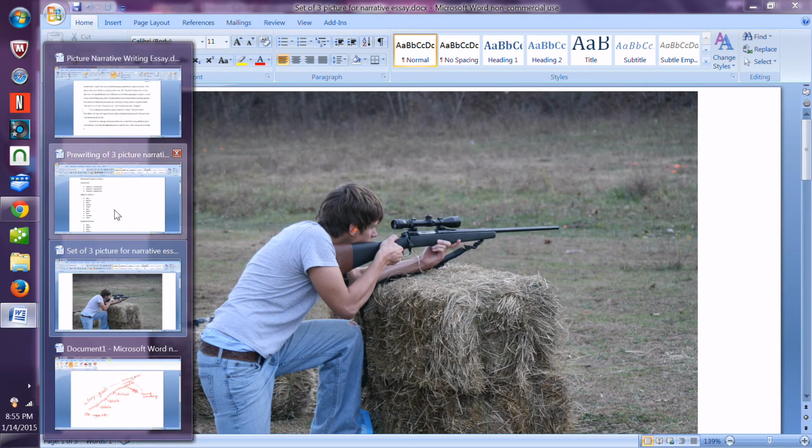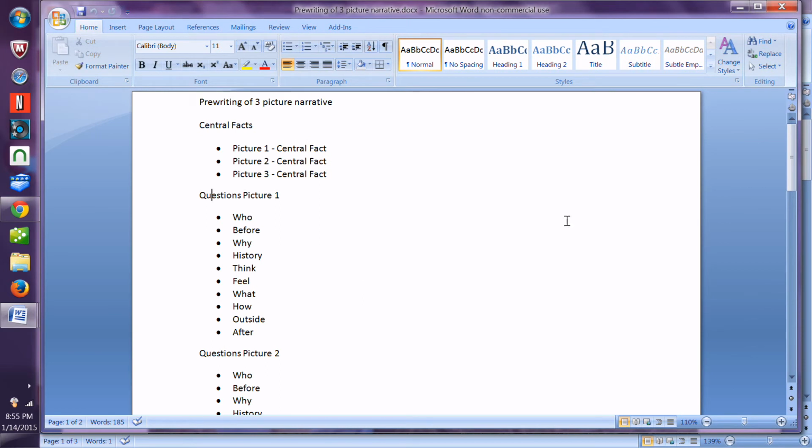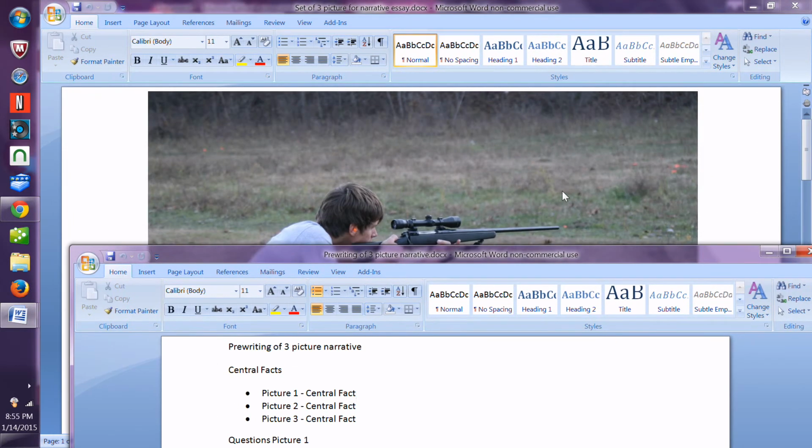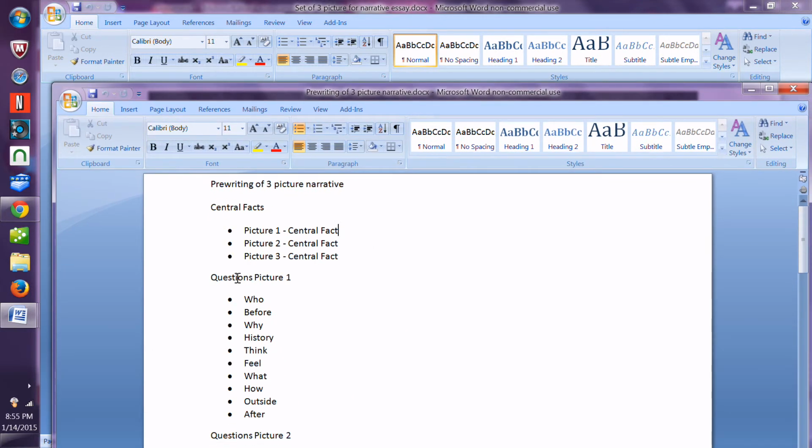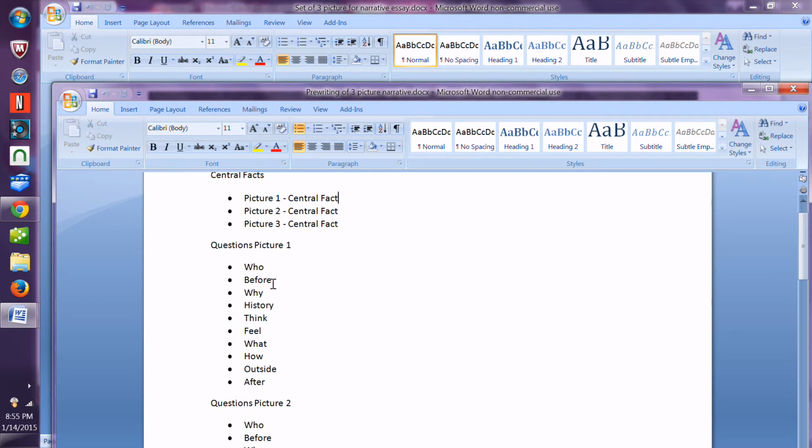Let's see if I can get it up here. And the handout has all the questions you're going to ask about your pictures to get started with your pre-writing. And the first one is the central fact. And this is the fact of the story. It's an actual fact. Don't use your imagination. Just look at the picture. And the central fact is someone is leaning up against a bale of hay to steady a gun. It's a fact. And so you come up with your central fact, and you're going to use that information in your story. And then you answer these questions, which you did with your one picture narrative.